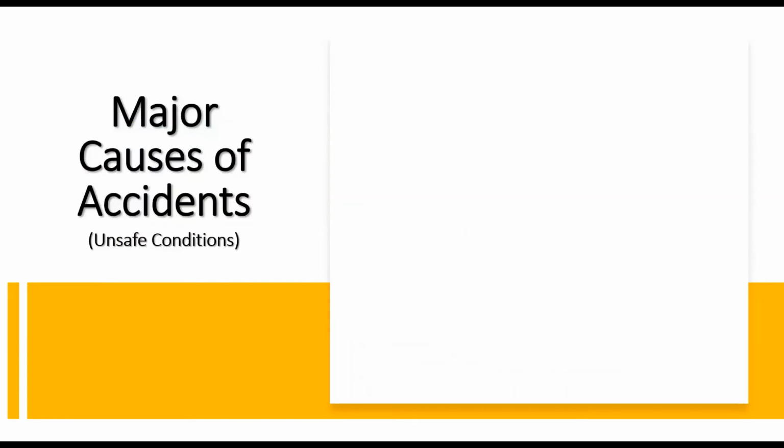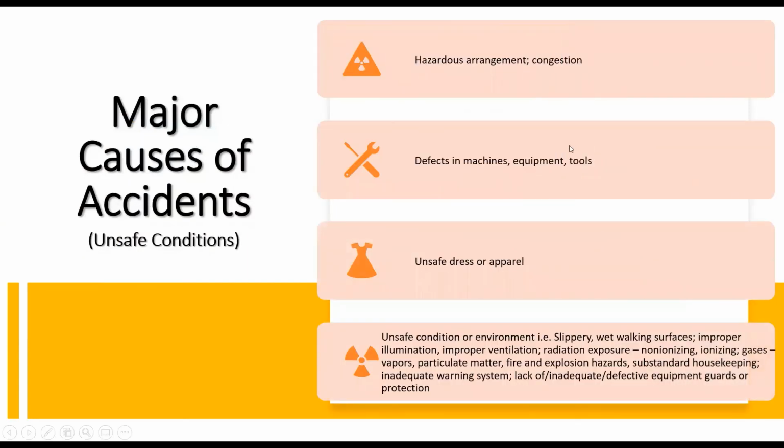Another major cause of accident, unsafe conditions. Example, presence of hazardous arrangement. Hindi maayos yung pagkaka-arrange ng mga table, ng mga chair, yung mga cabinets, kung ano-ano na lang ang nakalagay sa itaas ng cabinets. Okay? Or pwede din masyadong masikip sa loob ng workplace ninyo. Or pwedeng yung machine mismo, defective. Or yung mga tools na ginamit, defective.